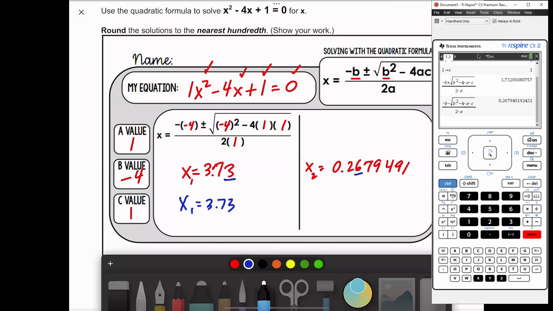First things first, find your place, then look at the number to the right of it. In this case, the number we're looking at is 7. So 7 is 5 or above, so we're going to show this number, the 6, some love. So our answer is going to be 0.27.